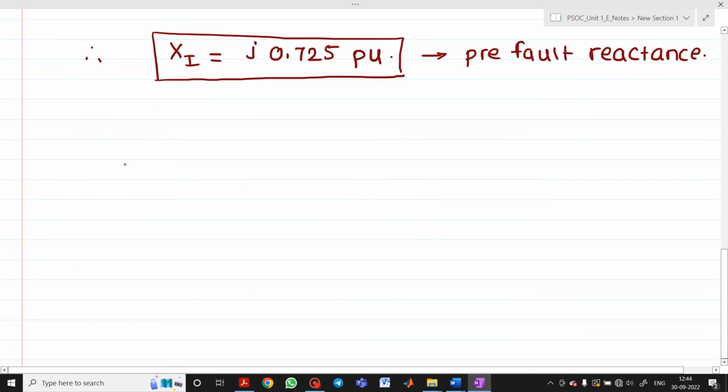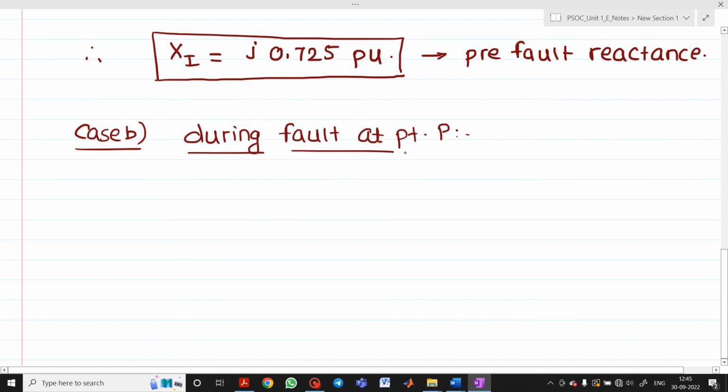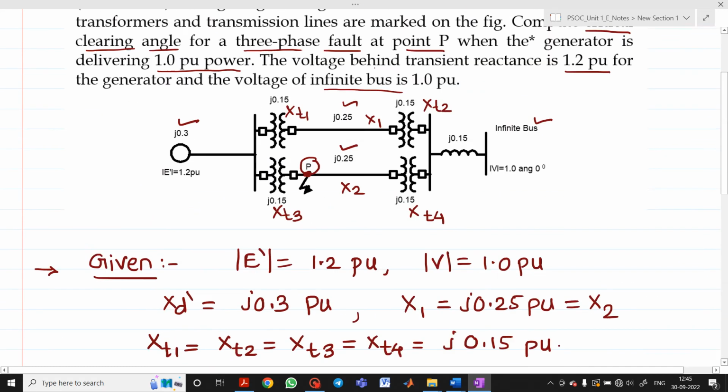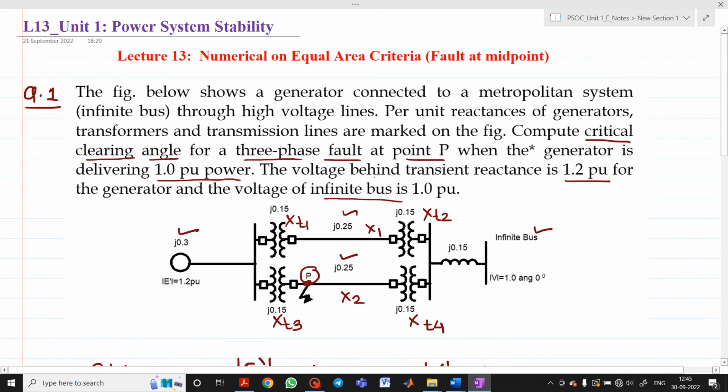Now we will take a second case, case B. What happens during case B? Case B is nothing but whenever there is a fault, or I can write it here as during fault at point P. Now, to calculate the transfer reactance during fault situation in between generator and the infinite bus, we have to reduce the network, and then we have to find out the value of x2. x2 is nothing but reactance during fault situation.